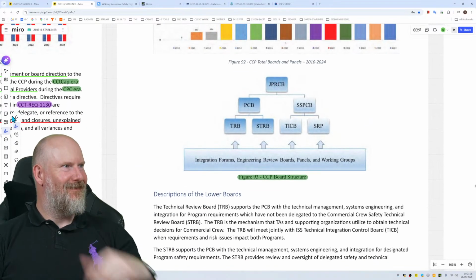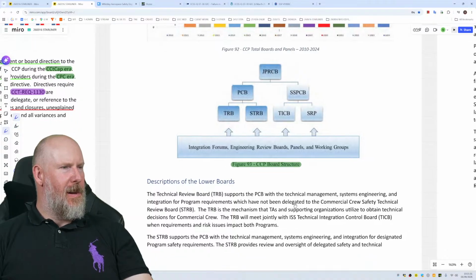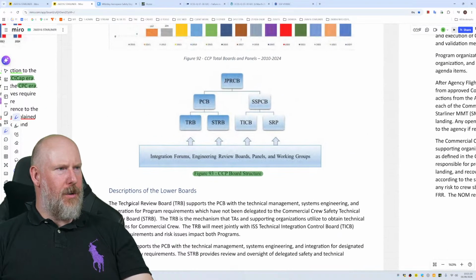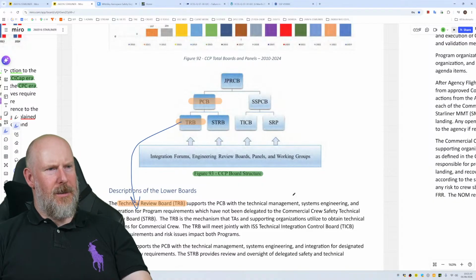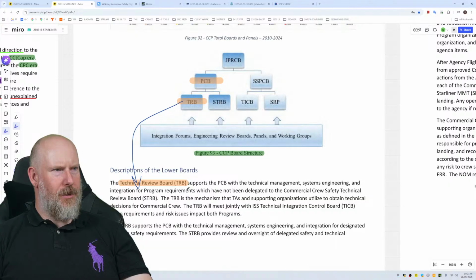Okay. Description of the lower board. The technical review board supports the PCB. Ah, there we go, look. Technical review board, everybody. There we go. Right. Supports the PCB with the technical management, systems engineering, and integration program requirements which have not been delegated to the Commercial Crew Safety Technical Review Board. So commercial crew.